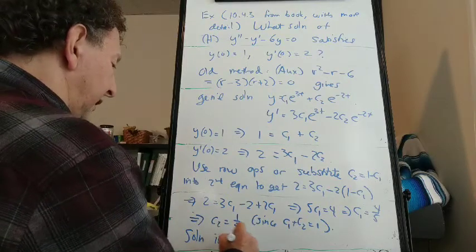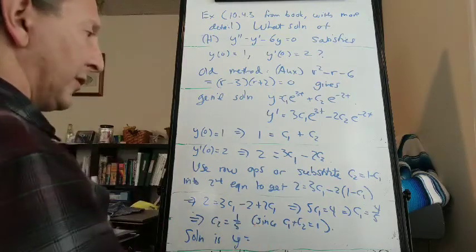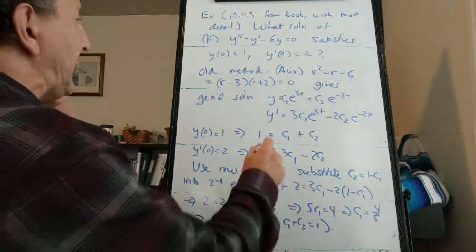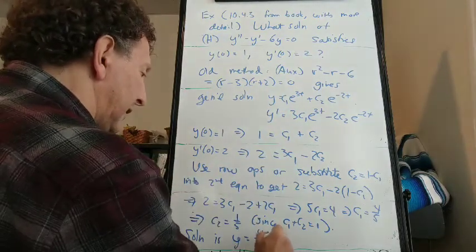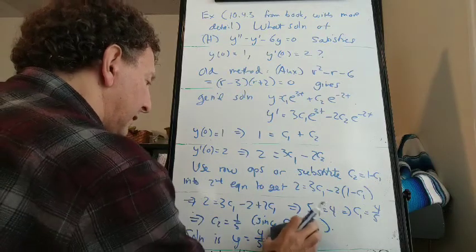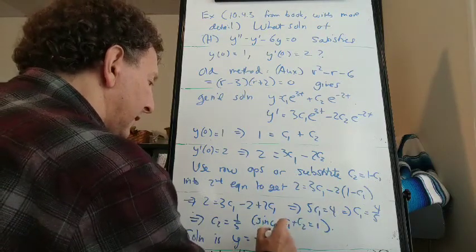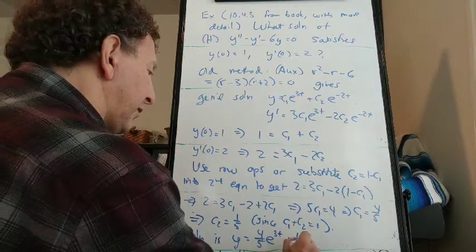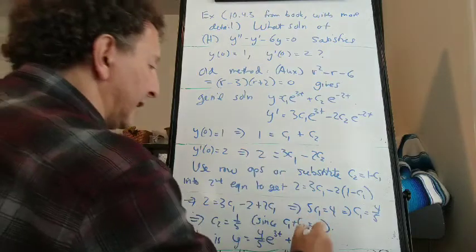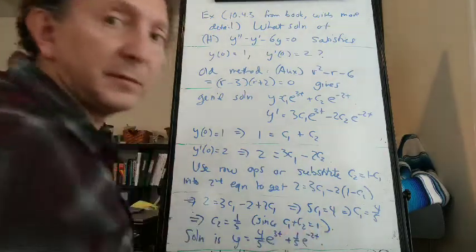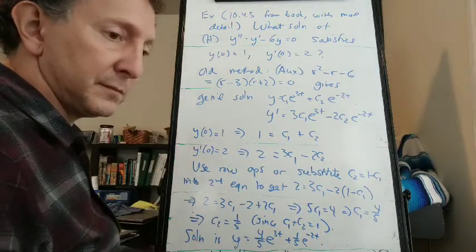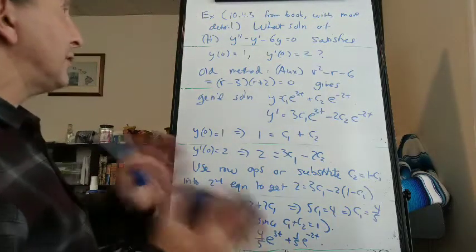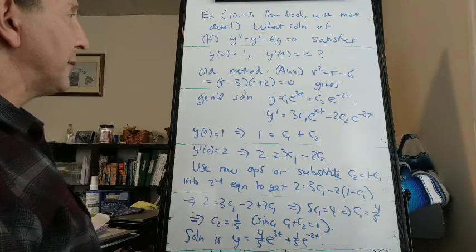So the solution is y equals 4/5 e to the 3t plus 1/5 e to the negative 2t. Alright, now let's do this problem over again using the Laplace method.